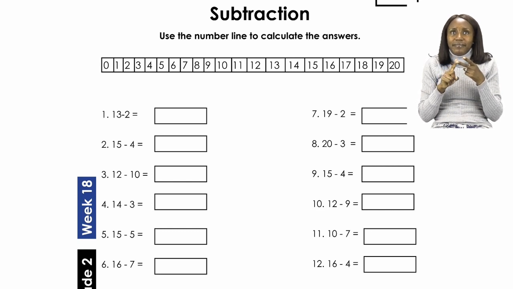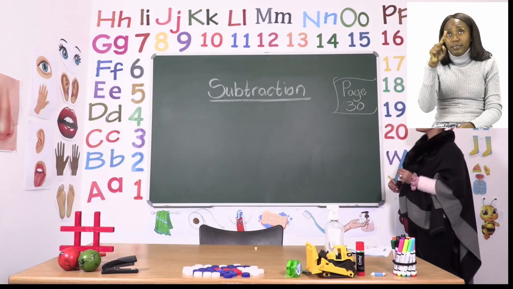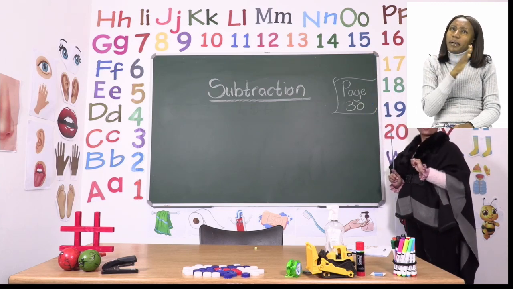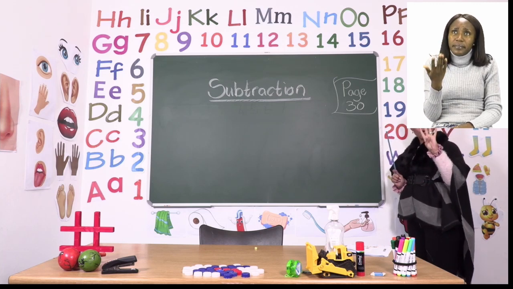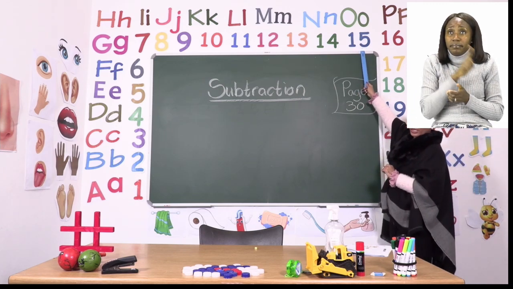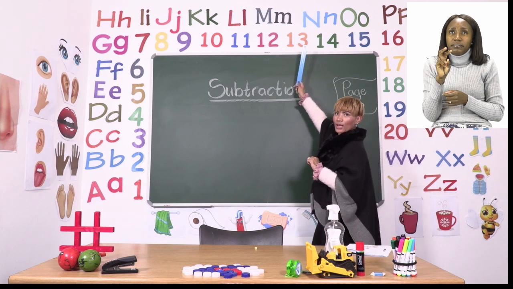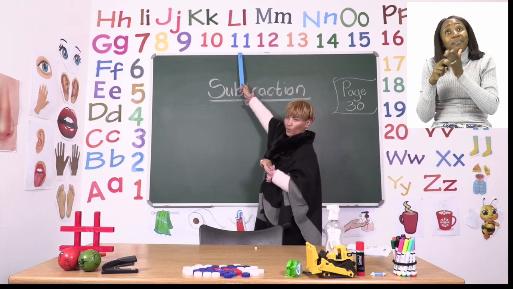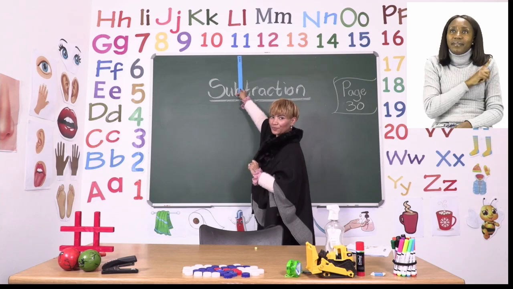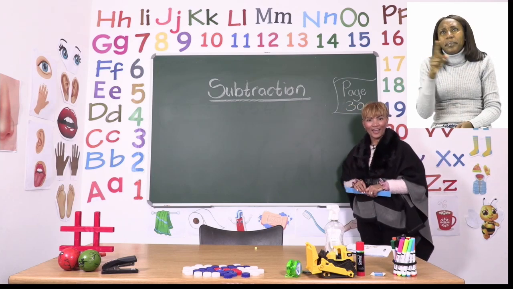The second sum is 15 minus 4. That means we have to take the number 15 and we have to count back 4 times. We have to minus 4 from 15. Let's see. We have our number 15 over here. Let's count backwards 4 times. 1, 2, 3, 4. So you see, our answer here will be 11. 15 minus 4 equals to 11.